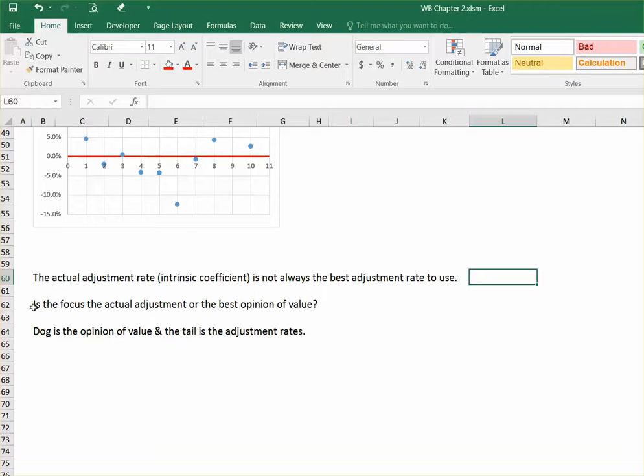Number two: is the focus the actual adjustment, or is the focus the best opinion of value? I think we need to think about that a minute, because in this book, all the way through, we are focused on adjustment rates. But we don't want to lose track of the fact that the dog is the opinion of value and the tail is the adjustment rates. In other words, we don't want to get them mixed up. The adjustment rates aren't the end all. The end all is the opinion of value. We want to use the adjustment rates that get us to the best opinion of value.